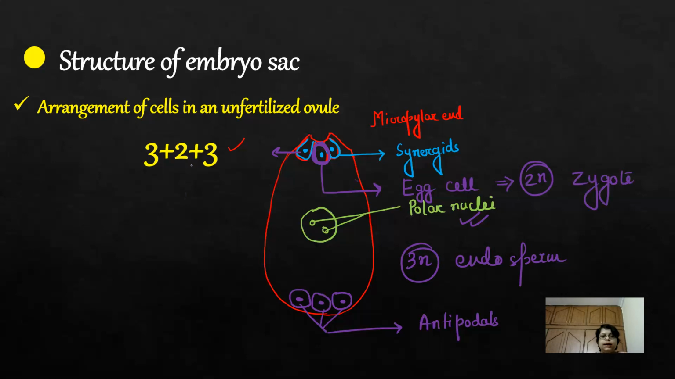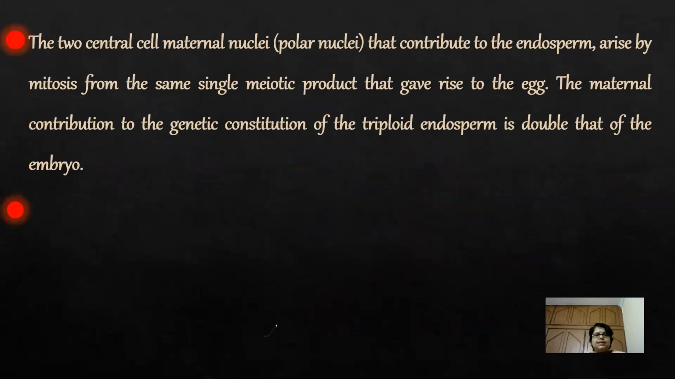So, did you understand this arrangement? 3 cells over here, that is 2 synergids and 1 egg cell, 2 polar nuclei, and 3 antipodals. Is that clear? Now let's move to the next part of our discussion.